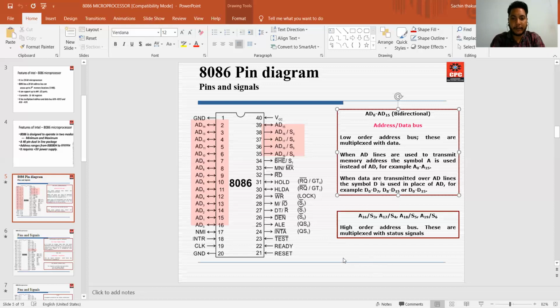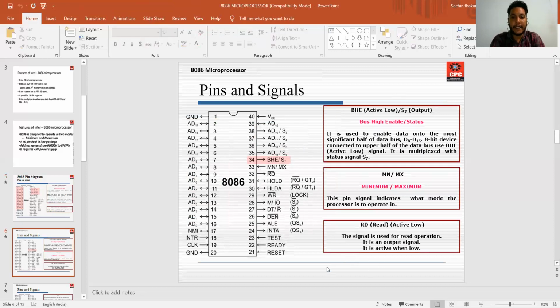Now next is your BHE, pin number 34. The main function of this pin: BHE stands for bus high enable. The bus high enable signal is used to indicate the transfer of data over the high order bus, which is D15 to D8.